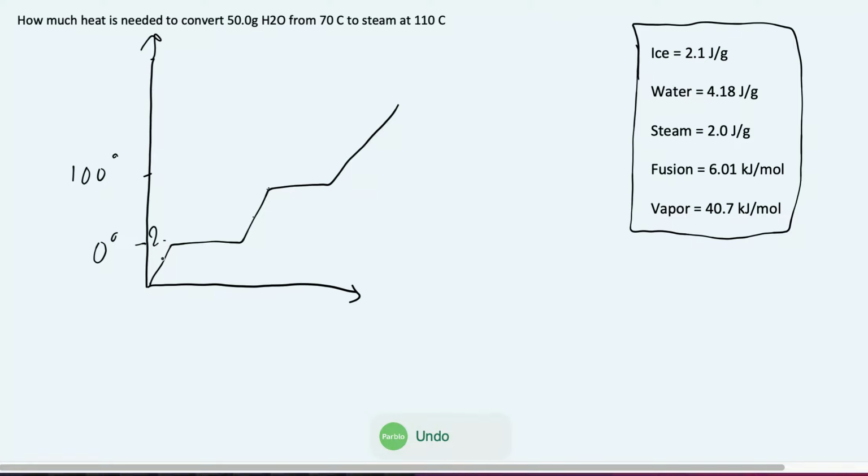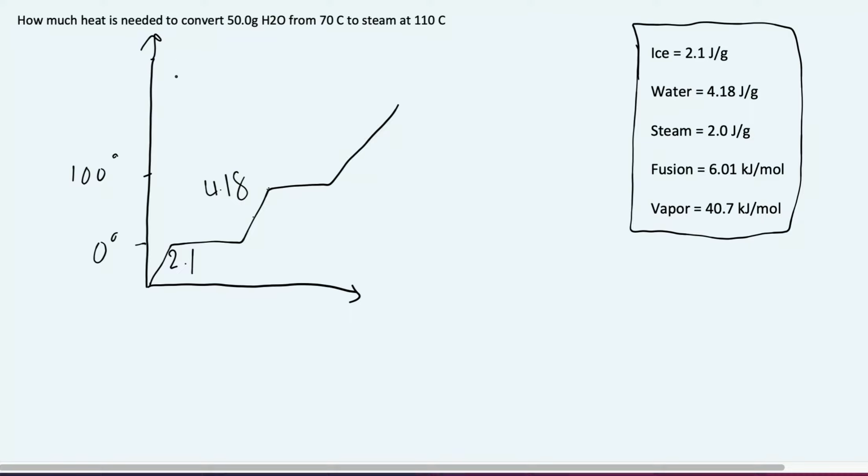Let me rewrite that. You will use 2.1 whenever you're here. And a way to memorize that is ice, that letter I looks like 1. So you can associate that with ice. And the next, water. Water, you will have to memorize. You use water in between 0 and 100. So you will use water right here, 4.18.